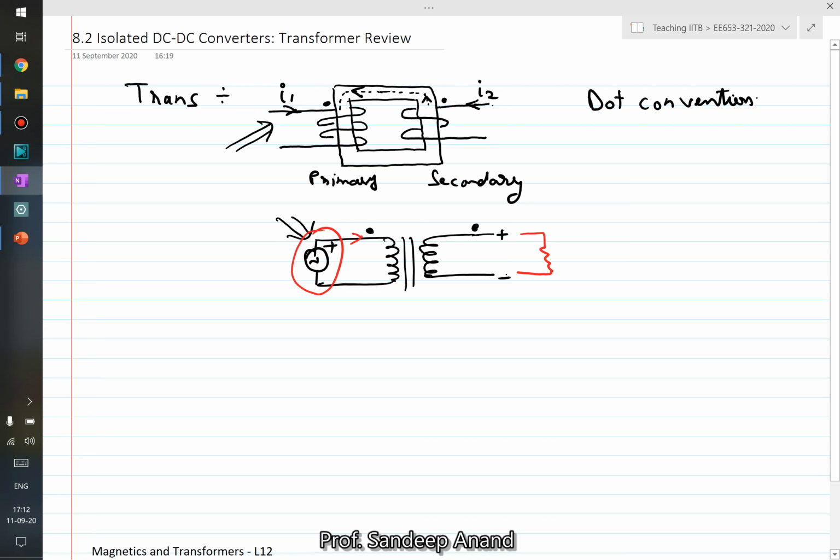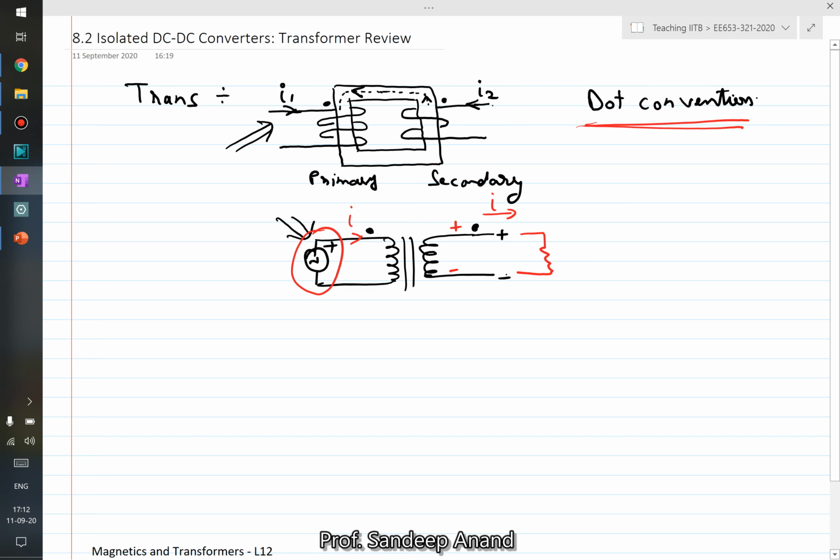So therefore, if you apply a plus at the dot, current is going in, so in the secondary side there would be a tendency for the current to go out of the dot so as to oppose the flux from the primary side. And therefore the voltage automatically has to be positive on the dot side because there's a load connected on the secondary side. So that's how the dot convention, which was based on the direction of the current and the flux, results in the correlation in terms of the voltage polarity. So this is about the dot convention.